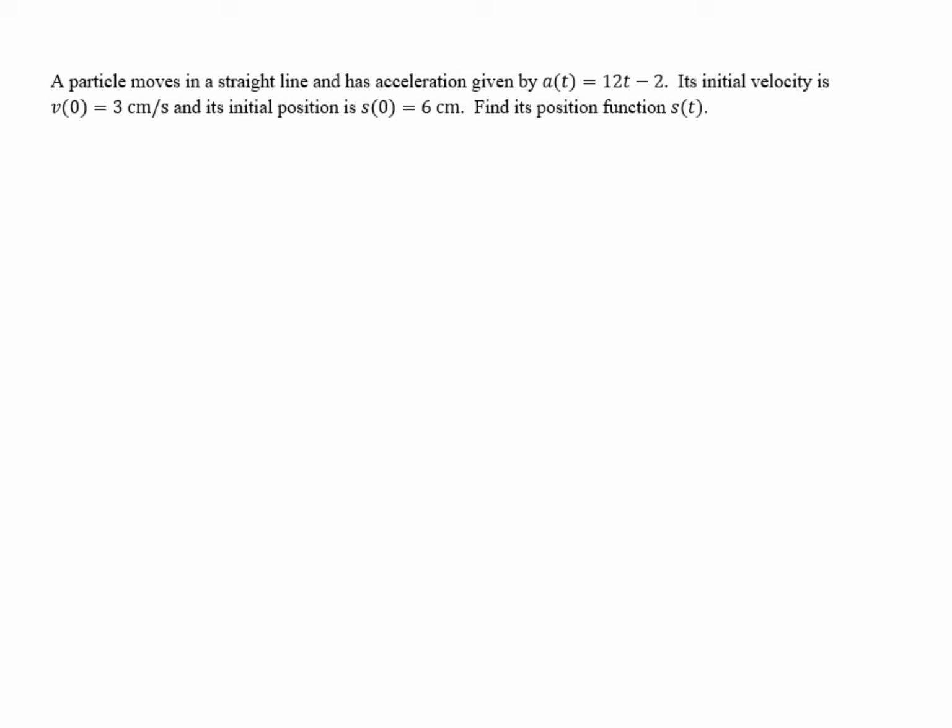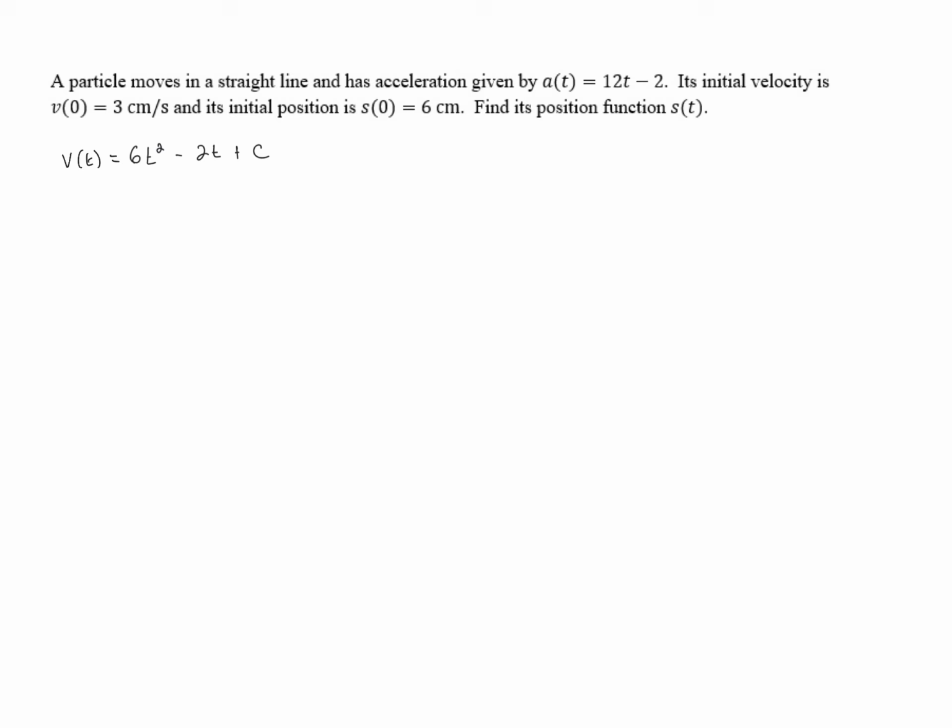So if we want to start with acceleration and find position, we're going to have to antidifferentiate twice. If we antidifferentiate once, that will give us velocity. The antiderivative of 12t, well, the antiderivative of t is t squared over 2. And if we take that 12 and divide it by 2, that'll give us 6. So 6t² - 2t, and then plus a constant.